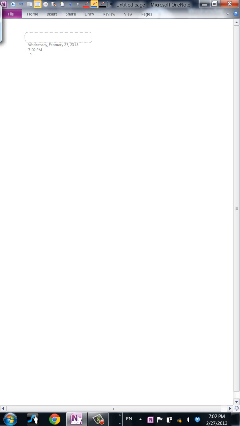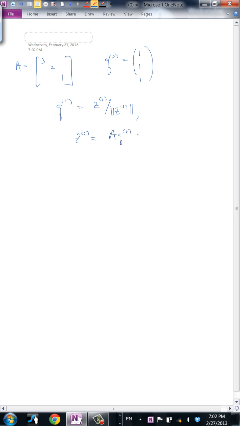So let's see what happens. So again, our A is equal to this matrix, 3, 2, 1. Now what does a power iteration do? It picks some random initialization. So suppose we pick Q0, and of course this isn't random, but let's just for the sake of argument suppose it's 1, 1, 1. Well, then Q of 1 is going to be the normalization of the vector Z of 1, where Z of 1 is just going to equal A Q of 0, or 3, 2, 1.